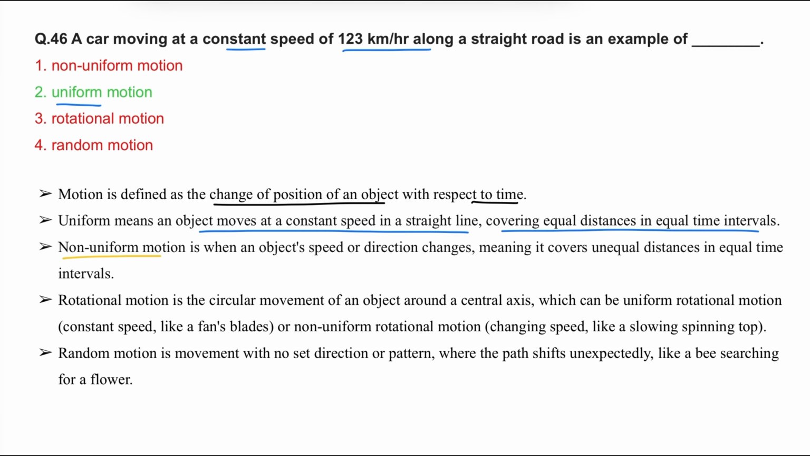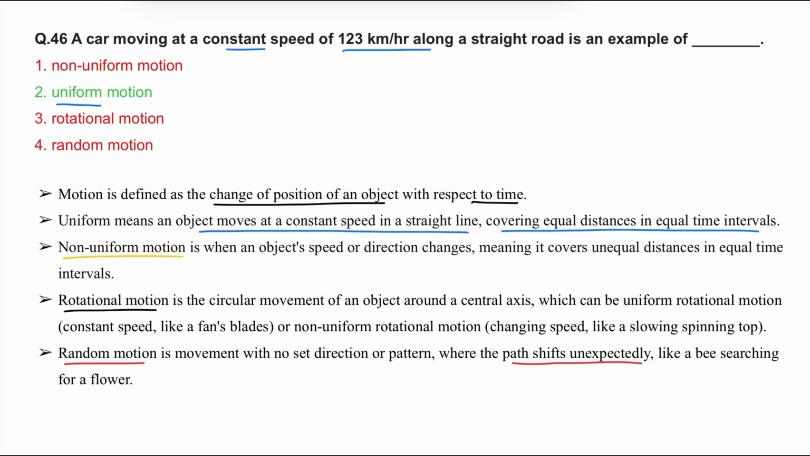Non-uniform motion is when object speed or direction changes, meaning it covers unequal distances in equal time intervals. Rotational motion is circular movement of an object around a central axis, which can be uniform rotational or non-uniform rotational motion. Random motion is movement with no set direction or no set pattern, where the path shifts unexpectedly, like a bee searching for a flower.